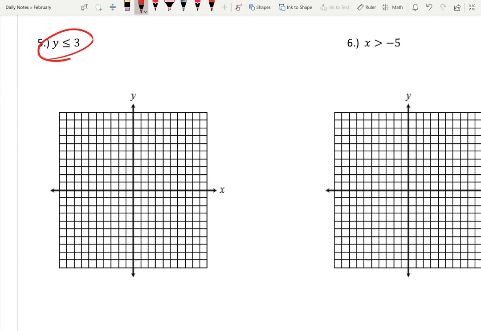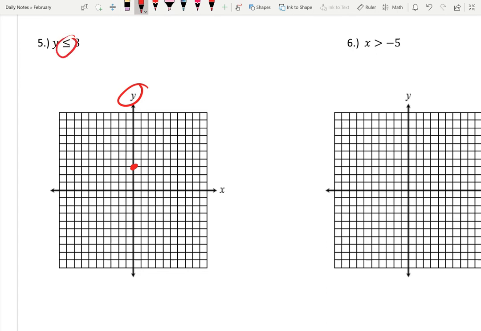So y less than or equal to 3. So on the y-axis, go find 3. 3 is right here on the y-axis. Remember, that's y less than or equal to 3. So on the y-axis, we go find 3. Now, there's no slope to this line, so it's just a straight horizontal line through 3.